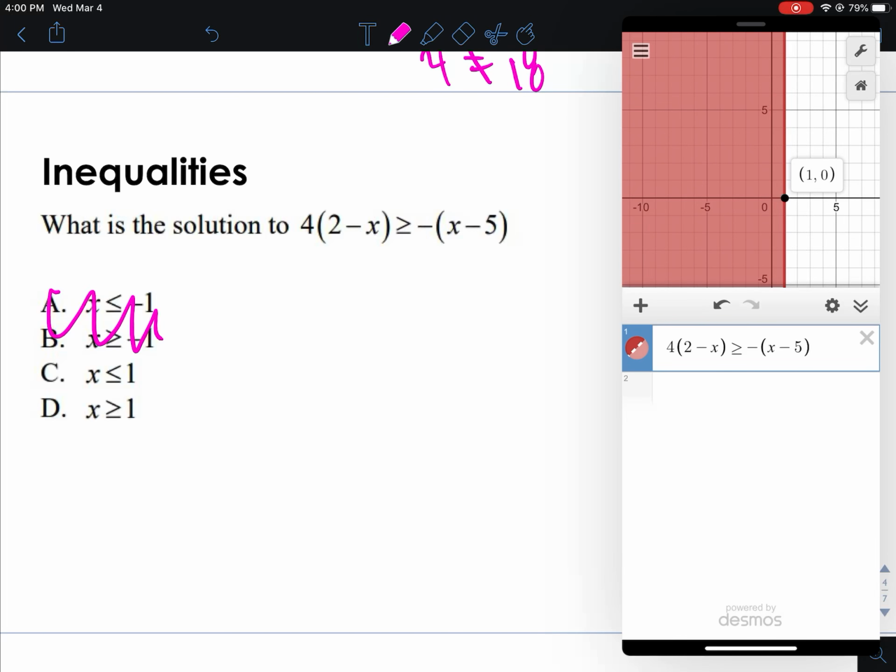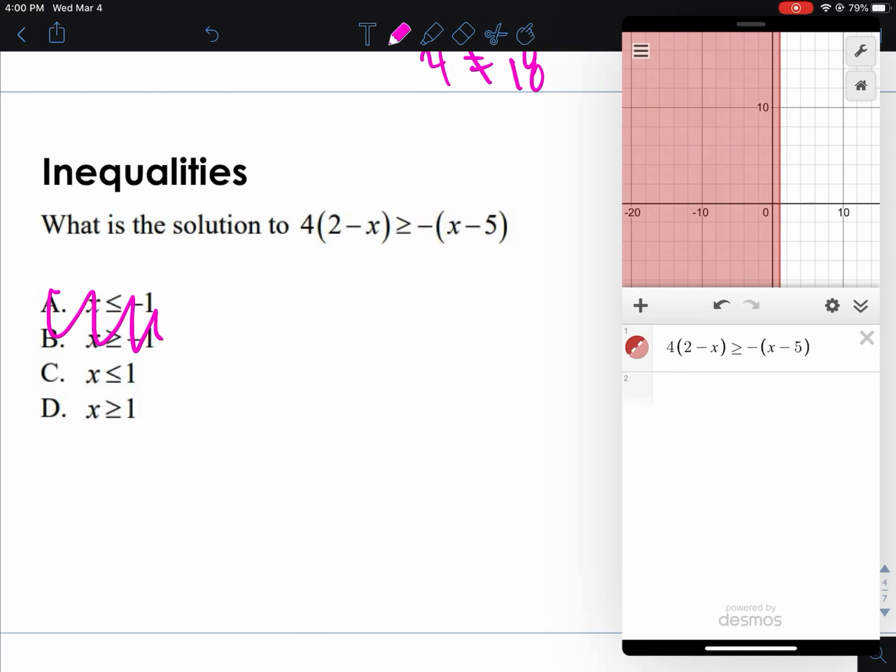And you have to remember that you're shading for this. If the shading is to the left of the line, it's going to be less than. If the shading is to the right of the line, that would be greater than. So you can use that kind of trick in order to double check again when you go to solve just by hand the same way you would. You can go in and check in Desmos.